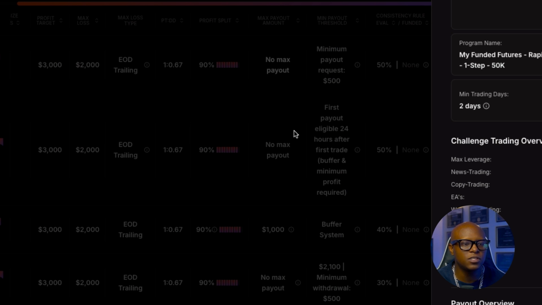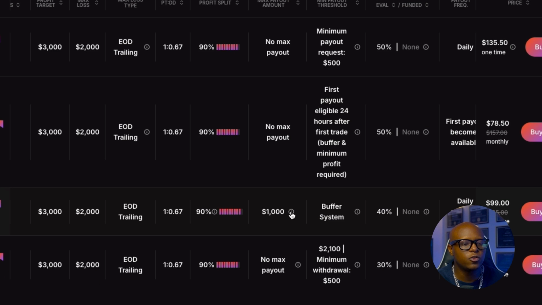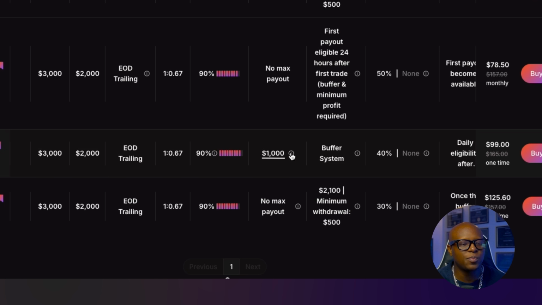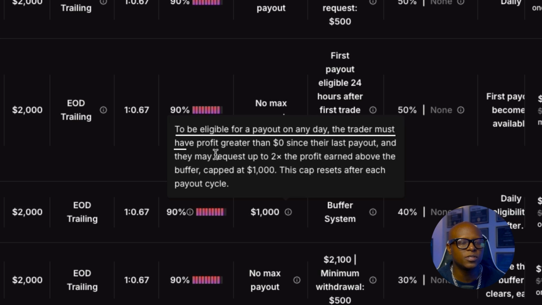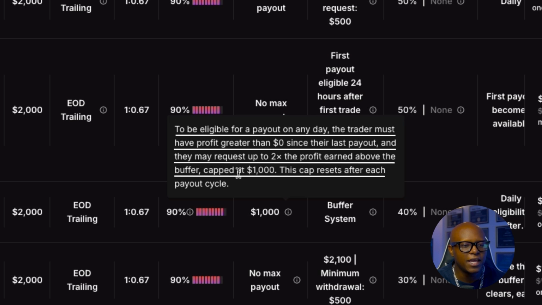For the MyFunded Futures account, there is no max payout. For the Tradeify Select Daily, there is a max payout of $1,000. It says to be eligible for a payout on any day, the trader must have a profit greater than 0 since their last payout, and they may request up to 2 times the profit earned above the buffer, capped at $1,000. This cap resets each payout cycle.